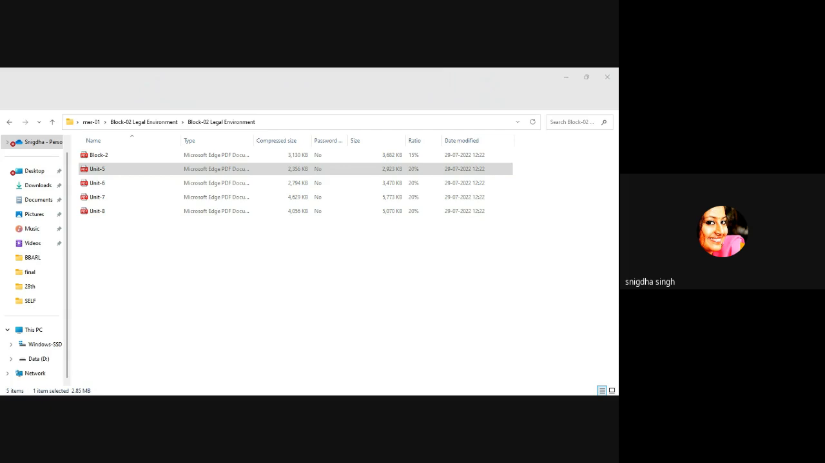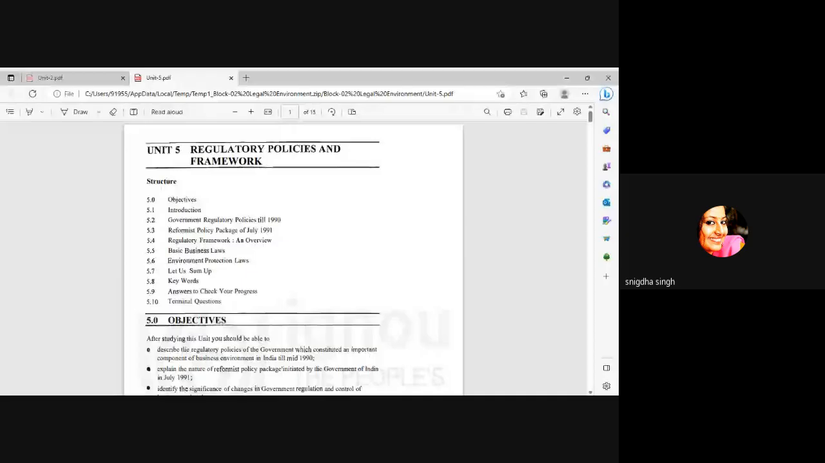I hope the screen is visible to all. I think I'll just take a minute. So I hope the screen is visible to all. You can all see Unit 5th, the regulatory policies and framework. Yeah, we can. Okay, great.